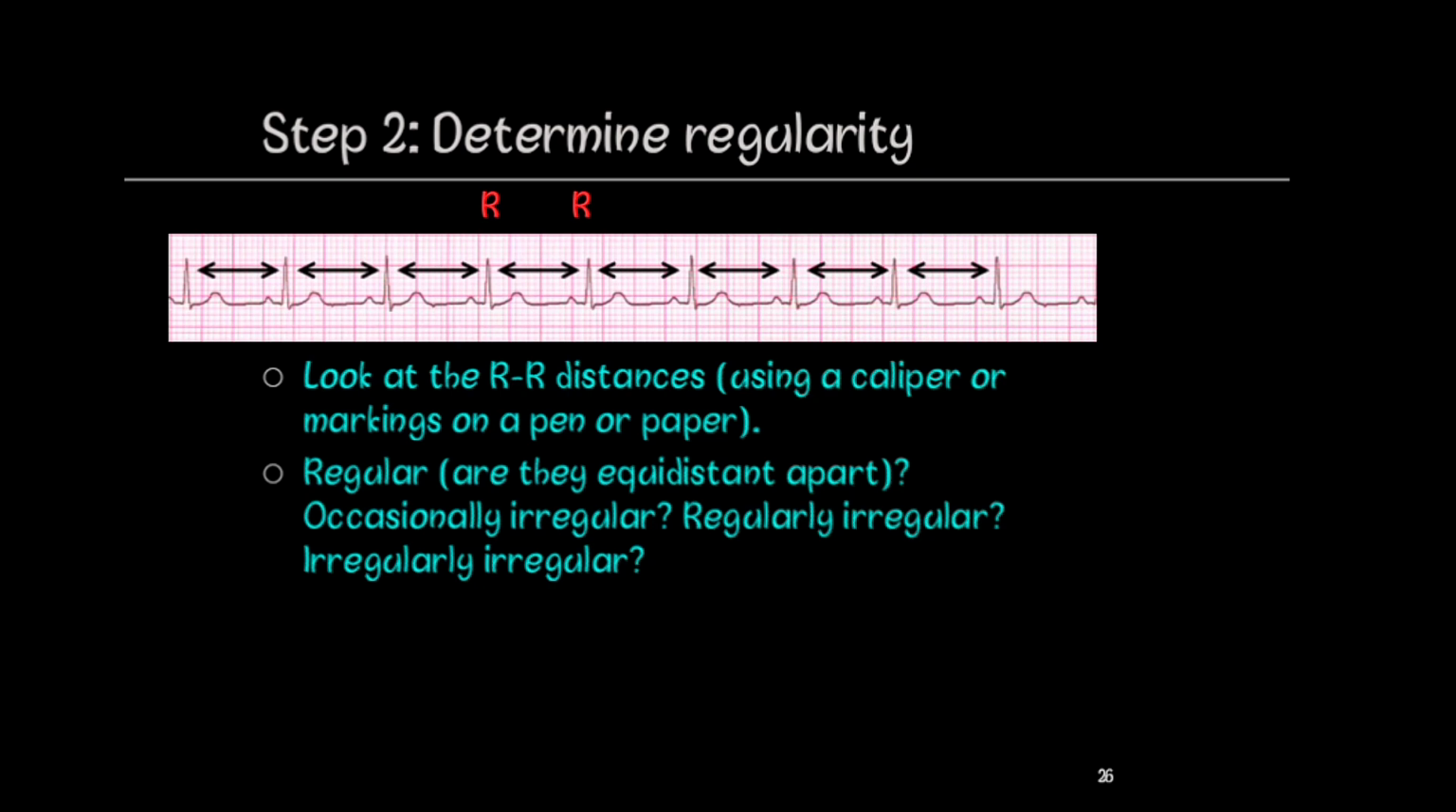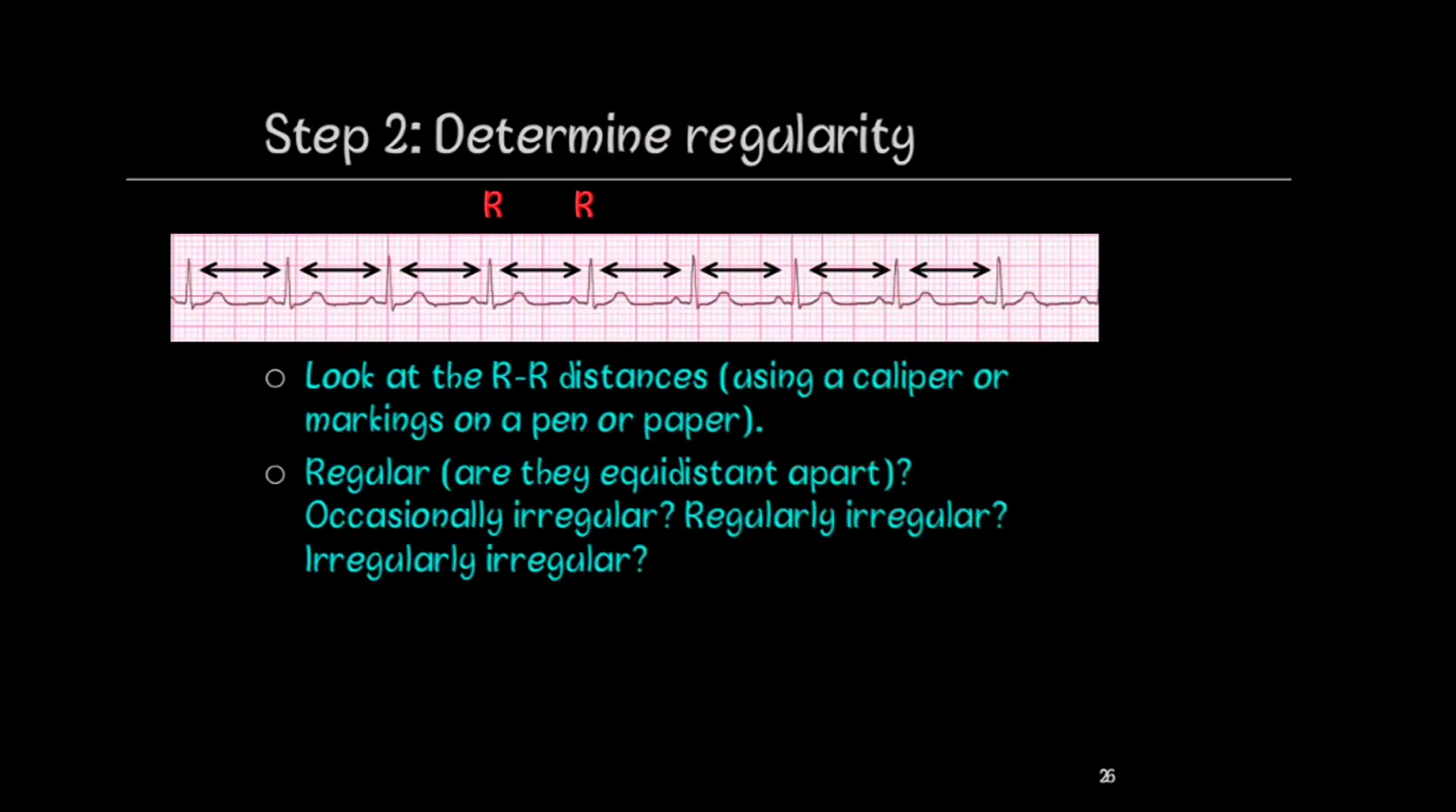Okay, so let's take a look at step number 2, that is to determine regularity. Here we look at the RR distances using a caliper or markings on the ECG paper via a pen, and we look at whether these distances are consistent, that is equal, equidistant apart. By that we mean they are regular. And if they are not regular, there can be different categories: occasionally irregular, regularly irregular, or irregularly irregular.